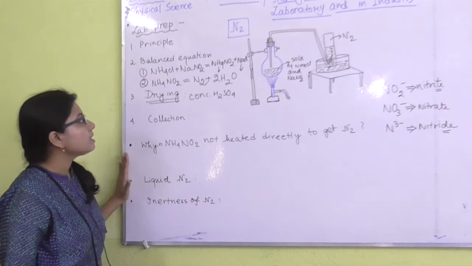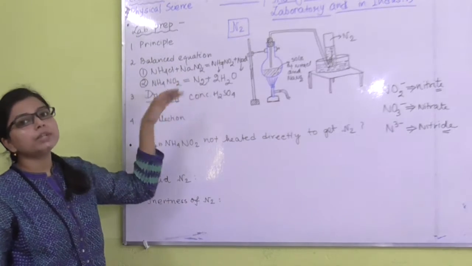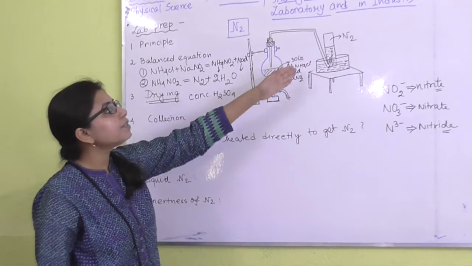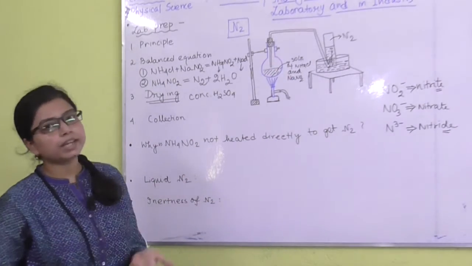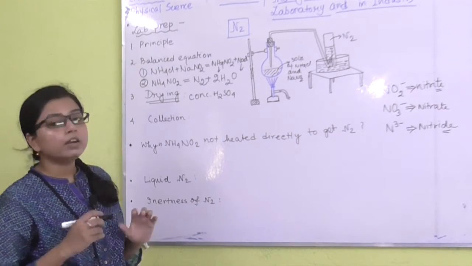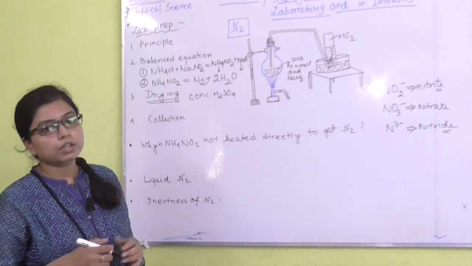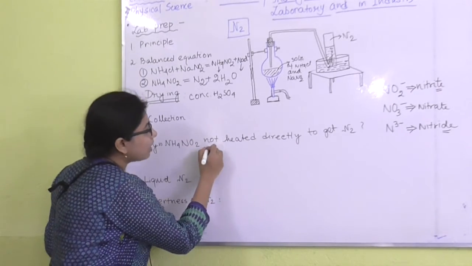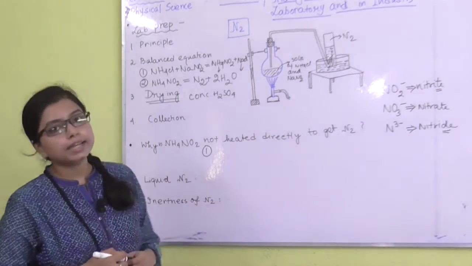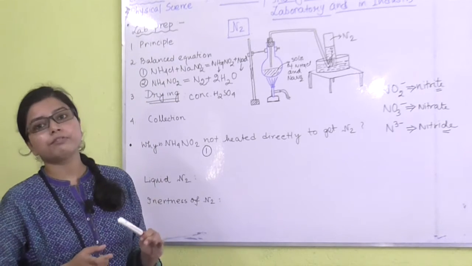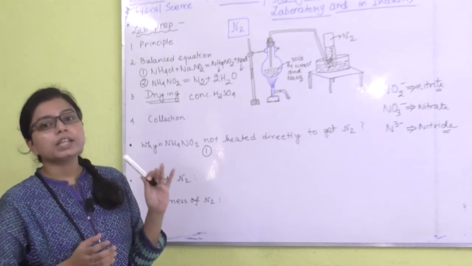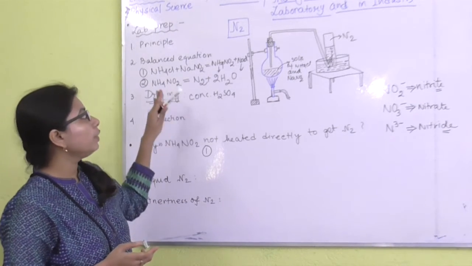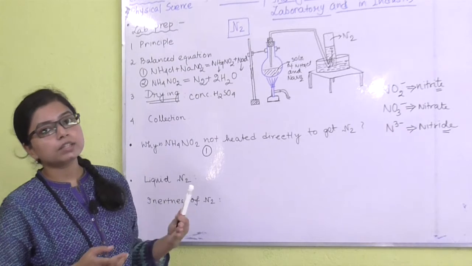Now the next question is, if NH4NO2 is decomposed to produce N2 gas, then why should we take NH4Cl and NaNO2? We can directly use NH4NO2, but it cannot happen. We cannot actually take NH4NO2 to get nitrogen gas, because problem number 1 is, if we take solid NH4NO2 or the solution of NH4NO2, it is very much explosive in nature.